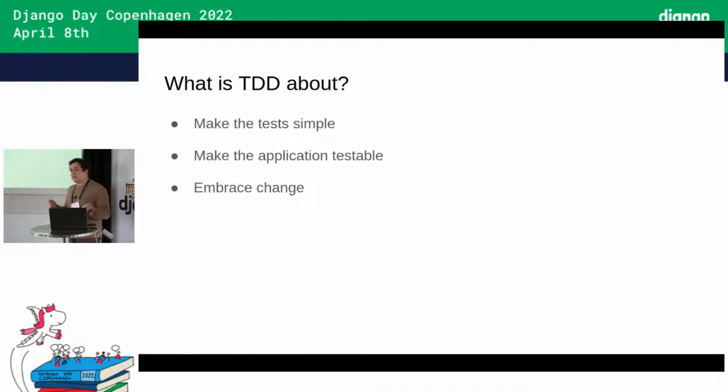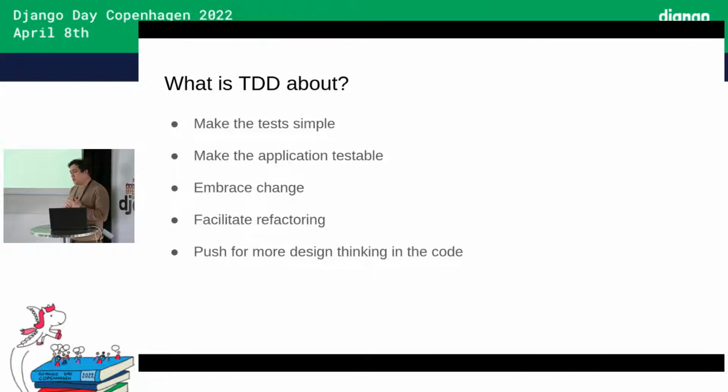It is to embrace change, so you are no longer afraid of introducing new features or doing some refactors. Let's make new stuff without fear. It is to facilitate refactoring. If it is hard to replace some part of your code with another one, then try to rethink and try to introduce tests so you can simplify your life. And also, it's about pushing more design thinking into the code. When you need to make your application testable, then you need to step back. Okay, I need to figure out how I'm going to interact with the functions, or how I'm going to interact with the interfaces easily.